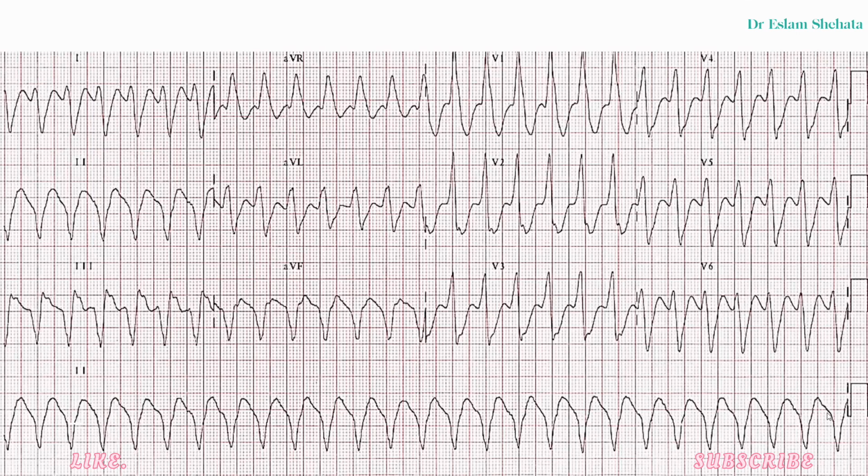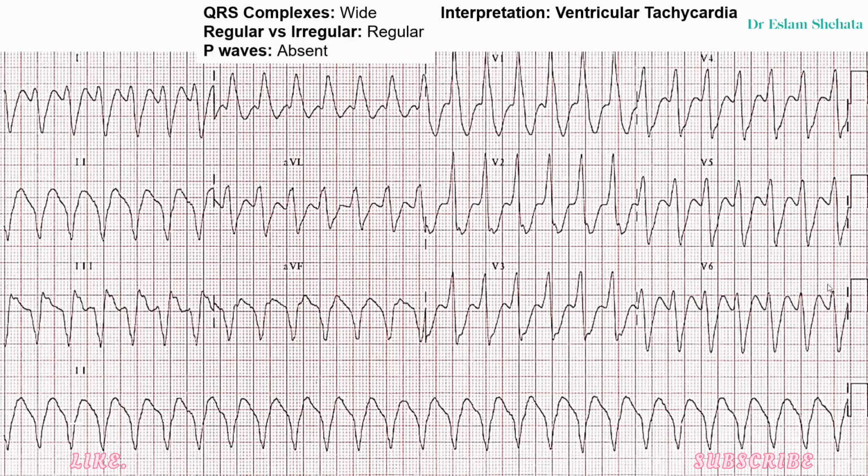In this next example, again, we're faced with a tachyarrhythmia. The first step is, is this wide or narrow complex? I hope we'll all agree this is a wide complex tachycardia. Based on that alone, we should be thinking that this is a ventricular tachycardia. In this case, it's also regular and the P waves are absent, and this happens to be a ventricular tachycardia.